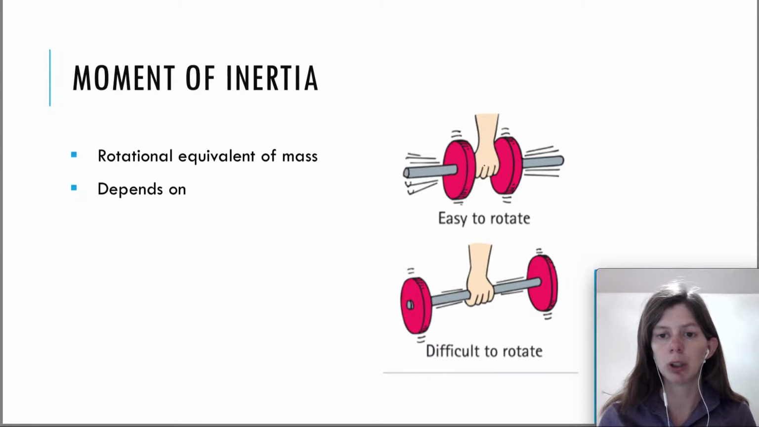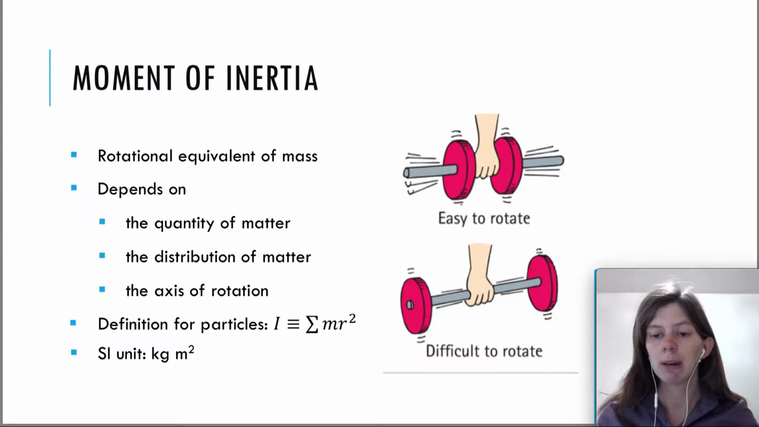The moment of inertia depends on three factors. The quantity of matter, so how much mass is there. You know that something that is more massive is going to be harder to rotate. But it also depends on the distribution of matter. That's what the demonstration shows, that the further away the masses are distributed from the axis of rotation, which is in the center here, the harder it is to rotate. And the moment of inertia also depends on the axis of rotation.